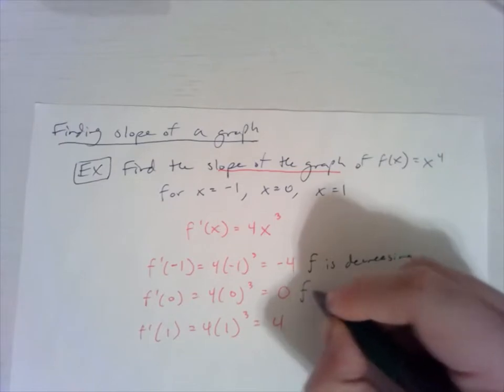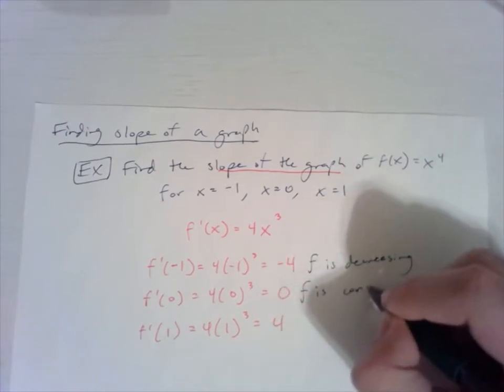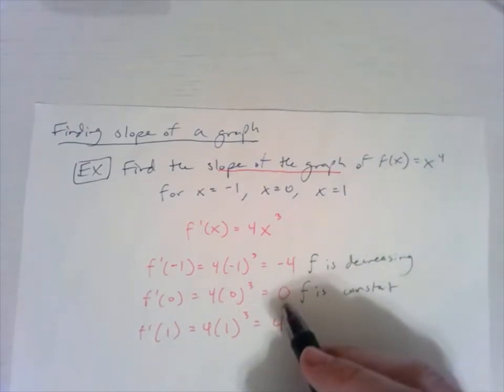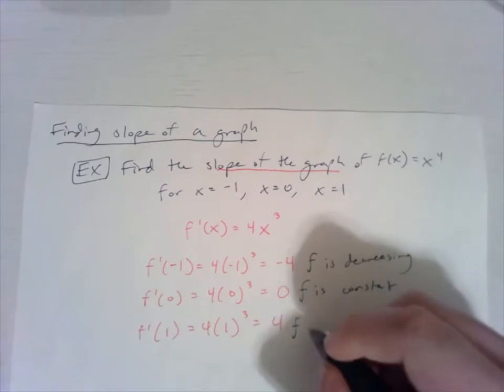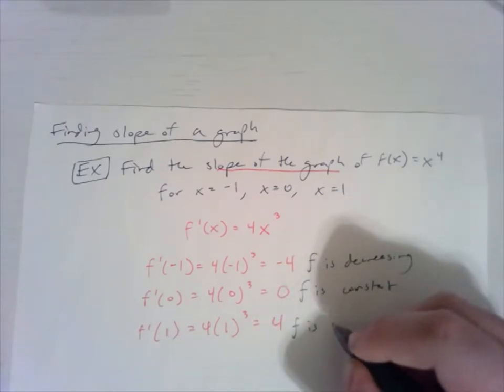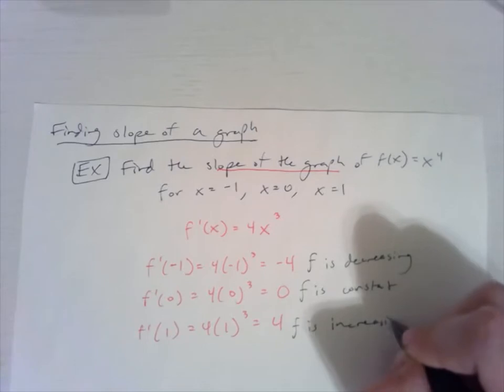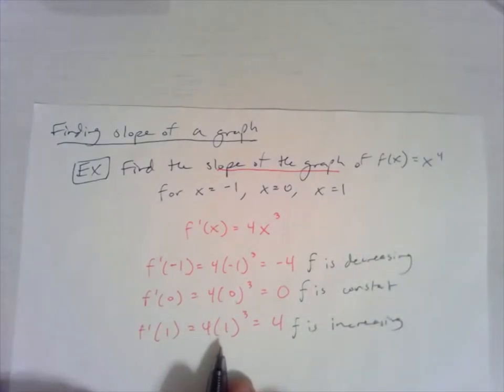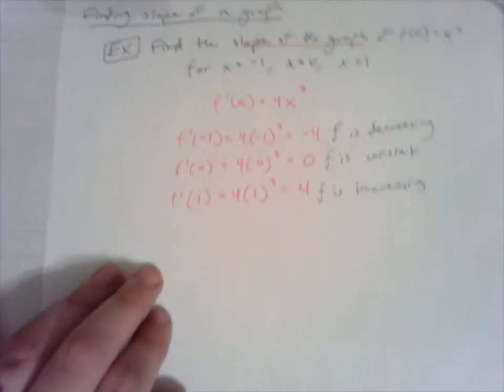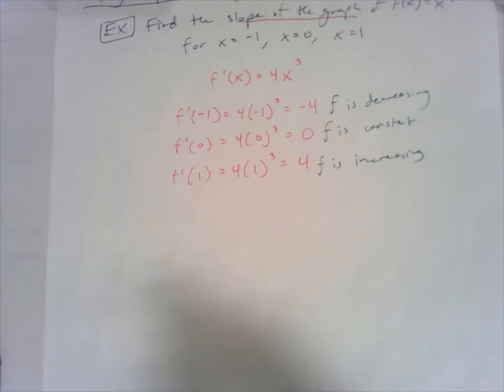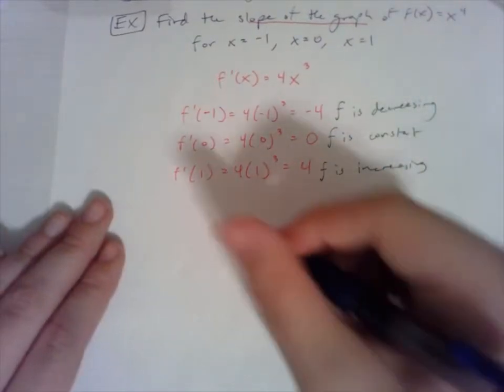We know our function f is constant if our slope is 0. And we know our function f was increasing at this point of x equals 1 if the slope is positive. Let's prove that graphically real quick. Let's graph x to the 4th.